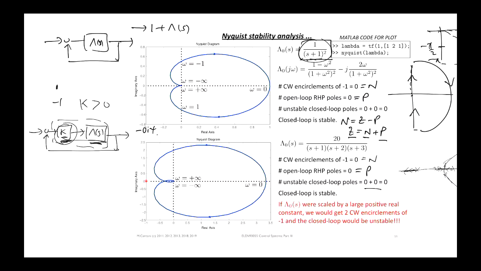For this plot, this is -0.4, so the point -1 is somewhere over here. If we count the number of clockwise encirclements that the Nyquist plot makes of the critical point -1, it's clearly equal to 0. It doesn't encircle this point at all, so that tells us that N is equal to 0. The number of closed loop poles, which are the number of zeros of 1 plus lambda, is equal to N plus P, that's 0 plus 0, equal to 0. So closing the loop around an open loop transfer function that looks like this will result in a stable closed loop.